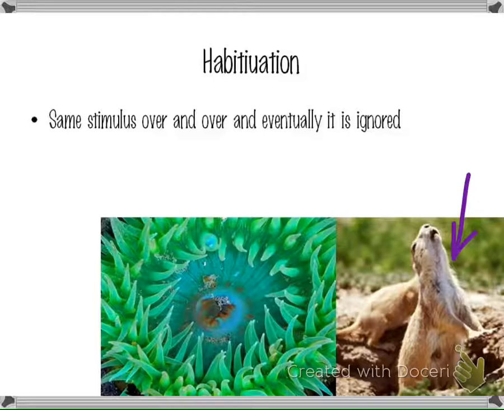The other example is the anemone. If you put a tiny piece of shrimp on here, the anemone will eat it. And another piece of shrimp, and it will eat it. And then you change to a piece of plastic, it will eat it. Another piece of plastic, it will eat it. The next piece of plastic, it's going to ignore it because it's not getting real food. Evolutionarily, you don't want to have the same response every time you get a stimulus.